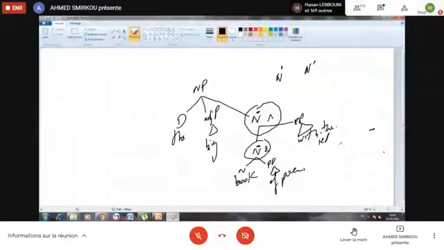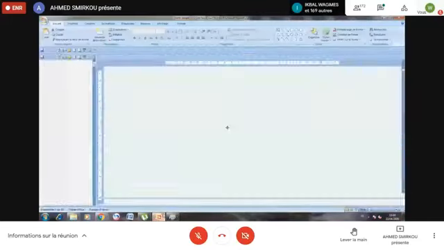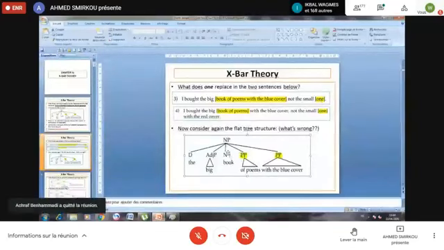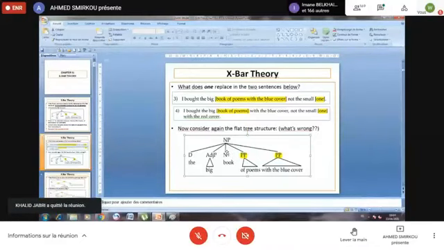I was expecting a question from you. Why do we use N bar? Why not, for example, P bar? Because what is replaced here is not the whole phrase, which is the NP. Look at the tree. One does not replace the mother, the whole phrase, which is the NP. It does not replace the adjective phrase, the first preposition phrase, or the second preposition phrase. So it does not replace any phrasal category.